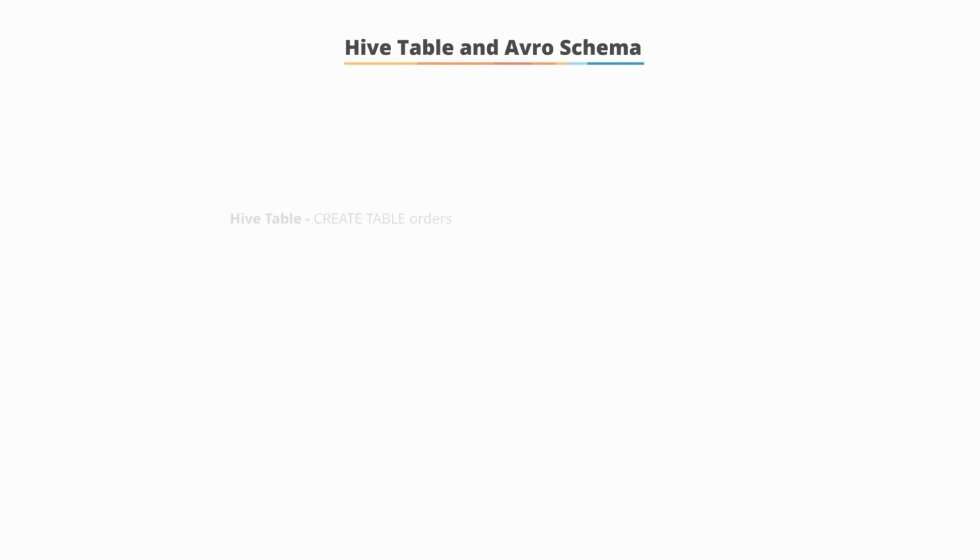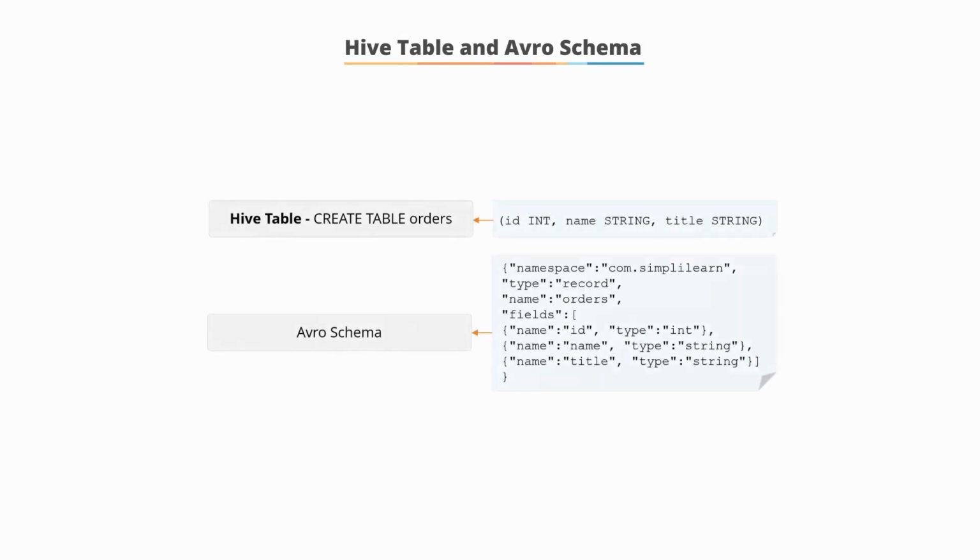Hive table and Avro schemas. Shown is an example that shows the equivalent of a Hive table within an Avro schema. You can see that when we execute the command create table orders and specify an ID field, a name field, and a title field with an int and 2 strings, the resultant Avro schema has the same information along with the metadata embedded within it.